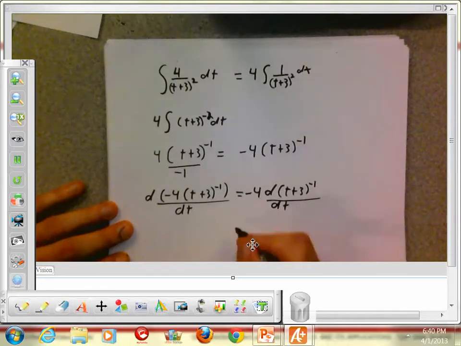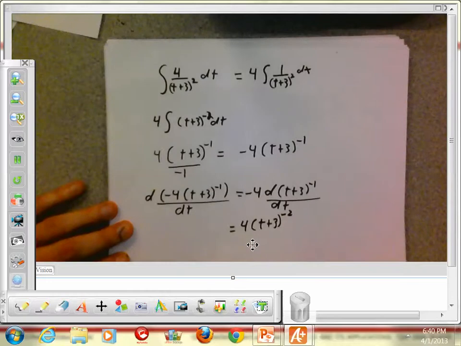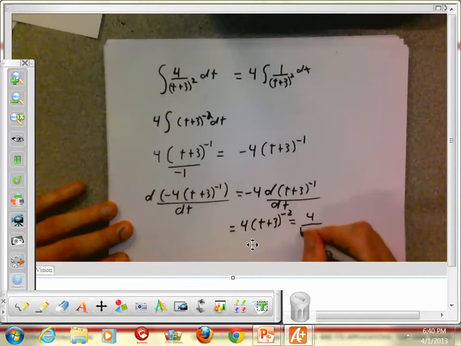So if I bring the -1 in front, this is going to be 4 times t plus 3 raised to what power? -2. And what's the derivative of the inside? 1. So I multiply by 1, doesn't change anything. And this is going to be equal to 4 divided by t plus 3 quantity squared, right?